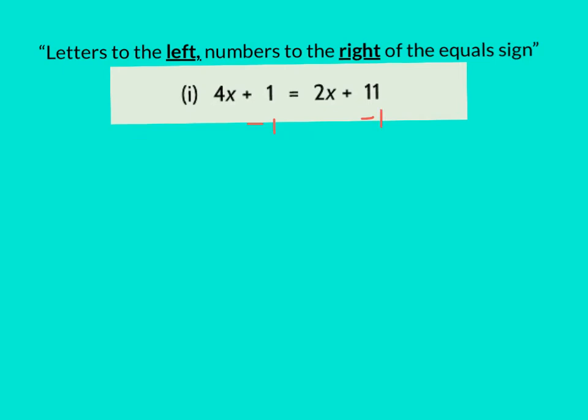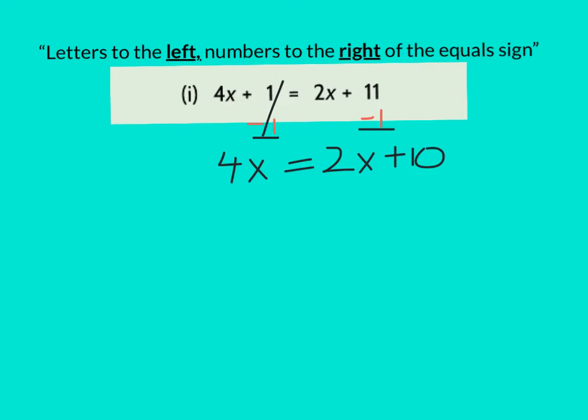So I always just do this step by step. So plus 1 minus 1 will cancel. So I have 4x on this side. I have a 2x, and then plus 11 minus 1 gives me plus 10. Okay, so if you want to put lines under them to make it a little bit easier, like a subtraction sum that you would have done in primary school, that's fine.